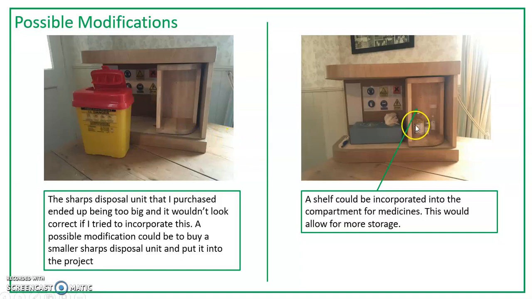Another possible modification would be to put in a shelf. If I put in a shelf halfway up this, you would be able to store twice as many medicines, although it would restrict the height of the medicines. So there would maybe be some negatives to that as well. So that is my design thinking diary.